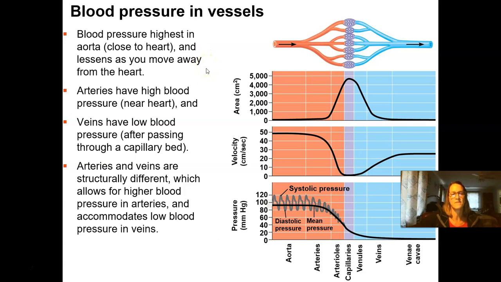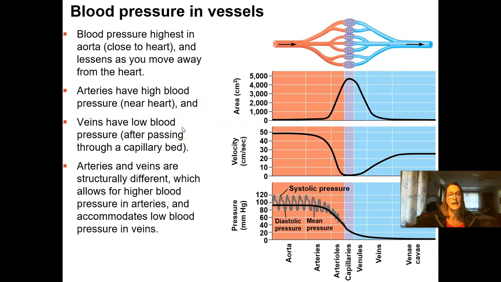As you move away from the heart, particularly in the systemic system, then the blood pressure, or the amount of pressure that the pumping of blood puts on the vessels, decreases the further away you move from the heart. So arteries are still pretty close to the heart. They show up right after the aorta, so they have pretty high blood pressure. But veins have really low blood pressure.